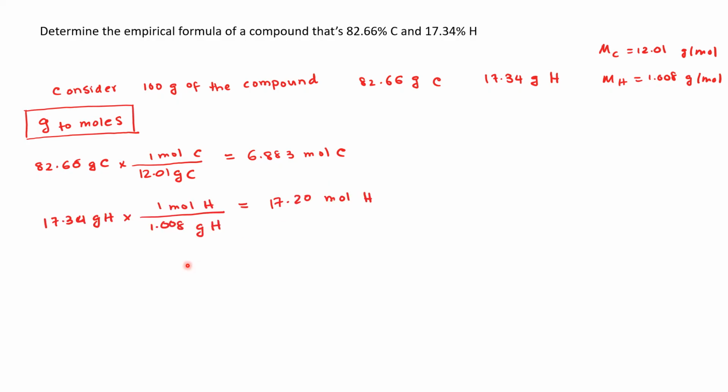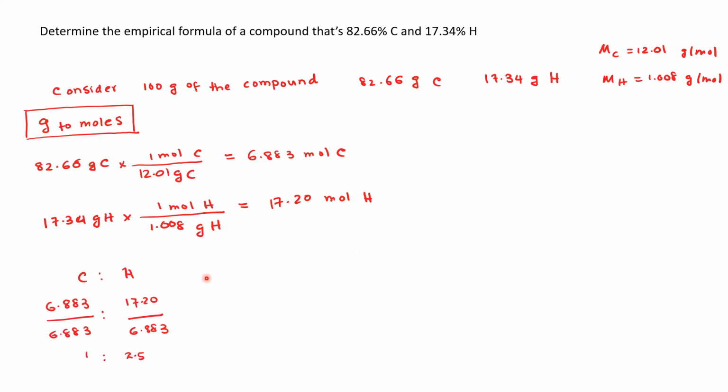We are going to do the same for hydrogen. The mass of hydrogen is 17.34. We are going to start there and then use this information in a fraction in such a way that we can cancel out gram hydrogen to gram hydrogen. And we are going to end up with 17.20 moles of hydrogen.